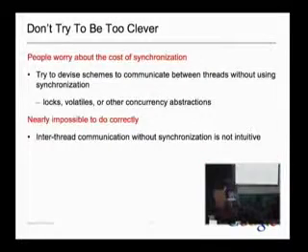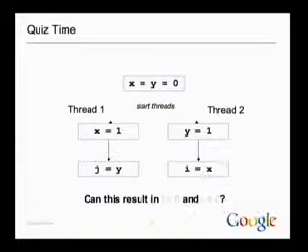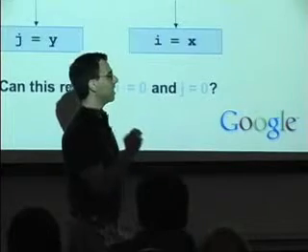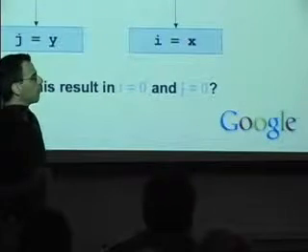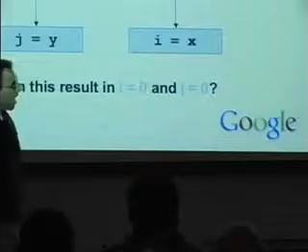All right, so here's my basic example of why this is a hard thing to do. It's got two threads, thread 1 and thread 2, and two variables, x and y. x and y are both initialized to be 0 at the beginning of the program. Thread 1 writes to the variable x and then reads the variable y. And then thread 2 writes to the variable y and reads the variable x. And the question is, can this program result in i being assigned the value 0 and j being assigned the value 0?